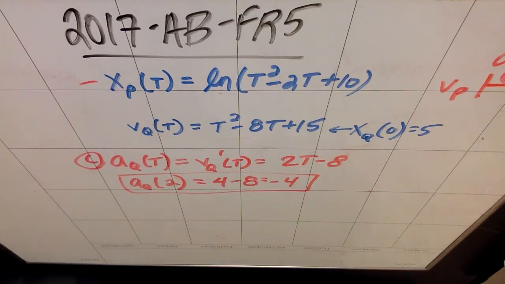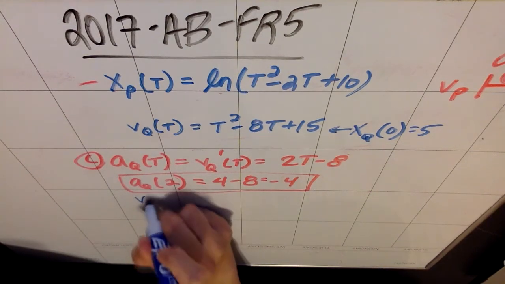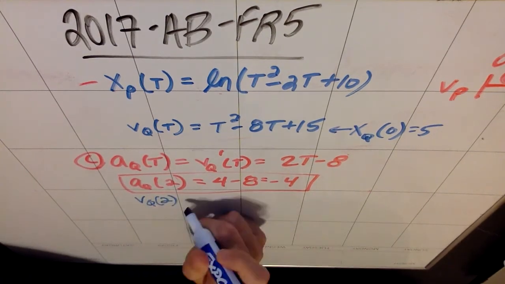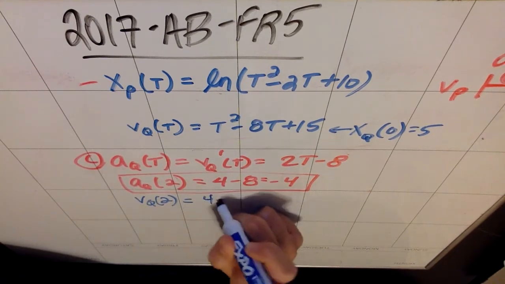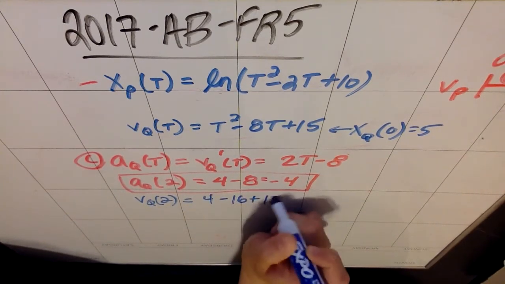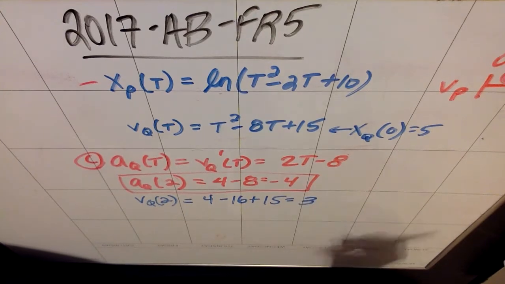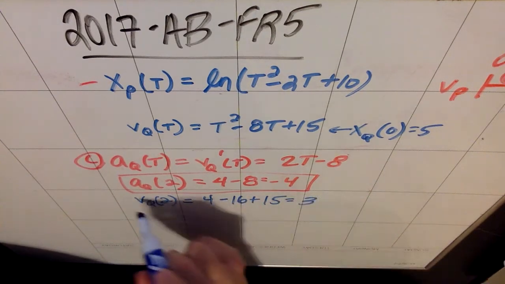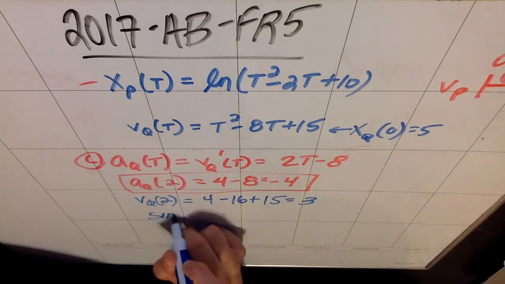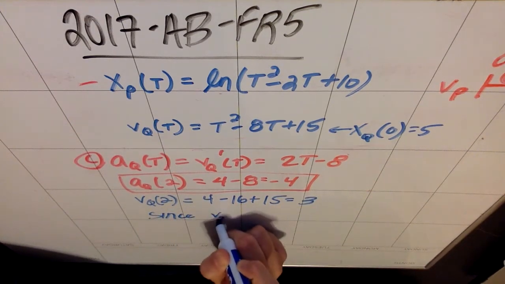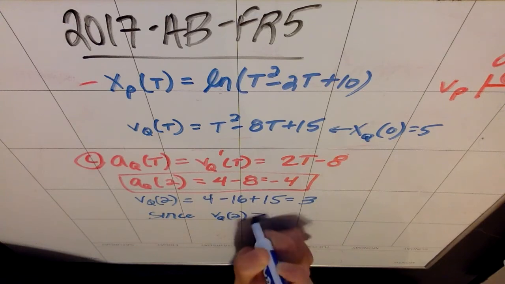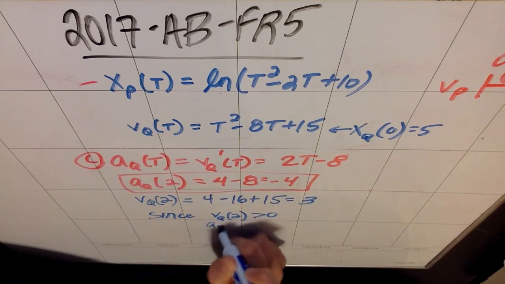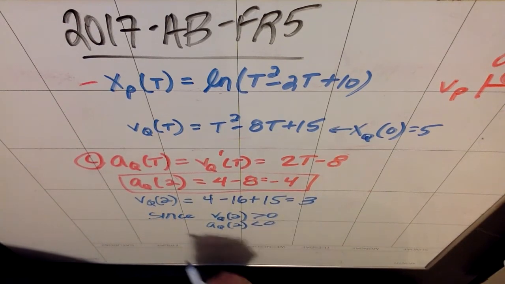So knowing that was a really long spiel to tell you that really all you need to do is find v_Q of 2, right? And I can find that by doing 4 minus 16 plus 15, right? And I end up getting a 3. And because they have opposite signs, since v_Q of 2 is greater than 0 and a_Q of 2 is less than 0, the speed is decreasing, right?